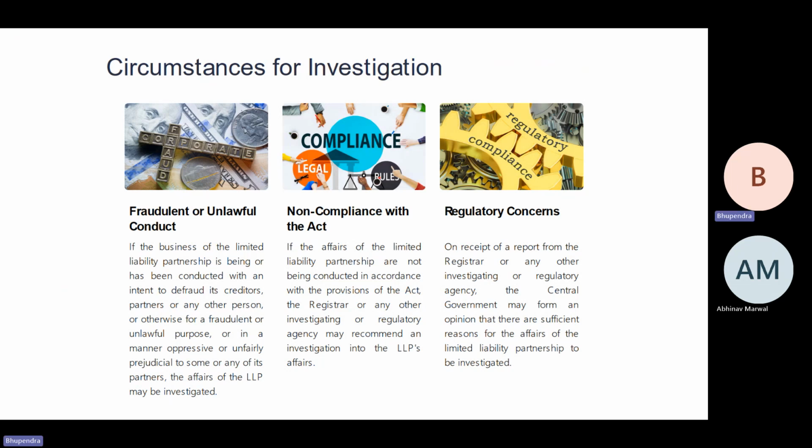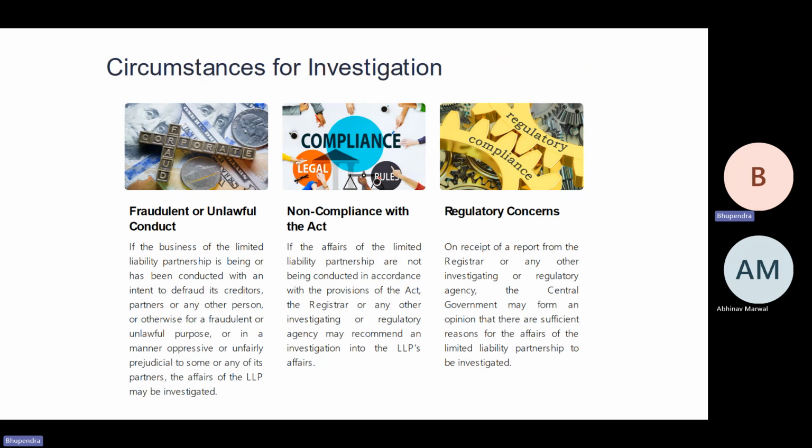तो इट सेज दैट ऑन द रिसीट ऑफ रिपोर्ट or any other investigating or regulatory agencies, the government may form an opinion that there are sufficient reasons the affairs of the limited liability partnership to be investigated. Same here also, it says that central government and registrar both will be side by side. So then, as I said, the inspector will be appointed by the central government. So what are the powers given to the inspector? So inspector should be appointed by the central government for exercising power of any investigation.